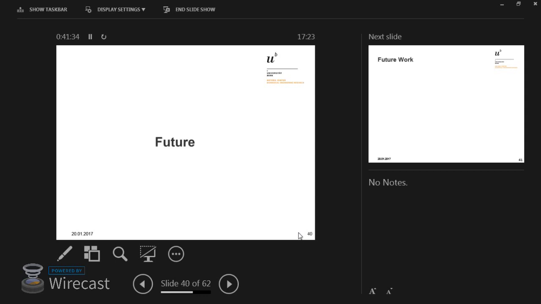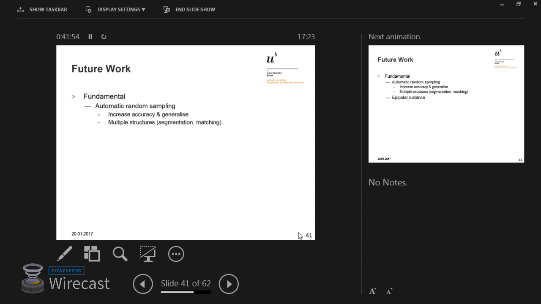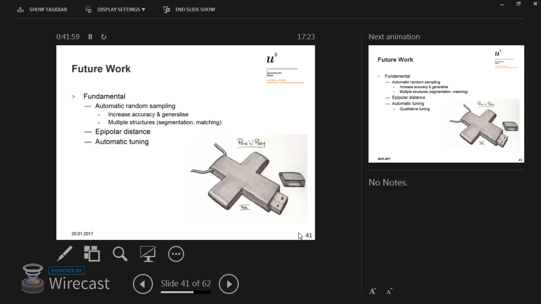And the question is, what do I think we can do for this field for the future? Well, I don't despair that there is some fundamental work to be done. Yes, I have 3 minutes, I know. That there is some fundamental work to be done, especially in automatic random sampling, multiple structures, using that function for the epipolar distance, and automatic tuning, as some would call plug and play, which often ends up being plug and pray that it works.